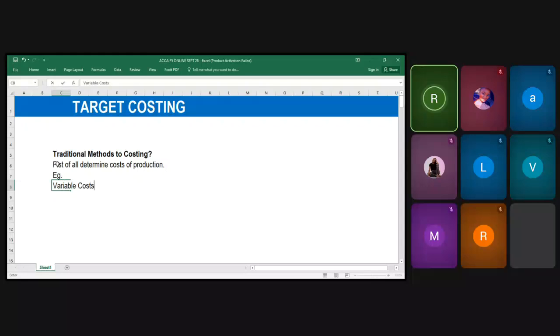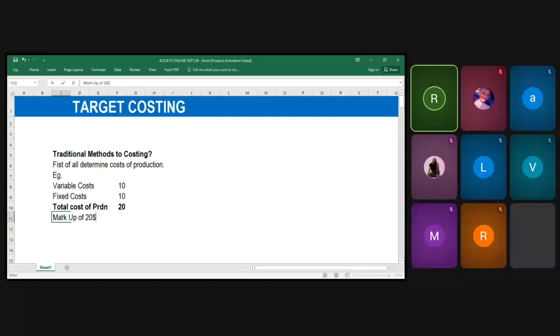Our variable costs, we have identified our variable cost as $10. Our fixed costs are going to be another $10. And then our total cost of production is going to be 20, to that effect. So after we have determined our total cost, that's when we are going to have a markup. An example could be a markup of 20%, e.g.